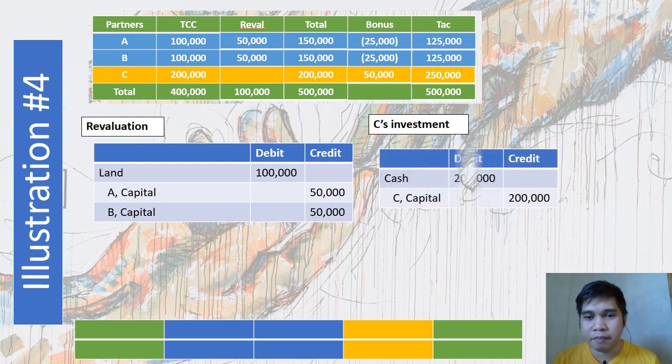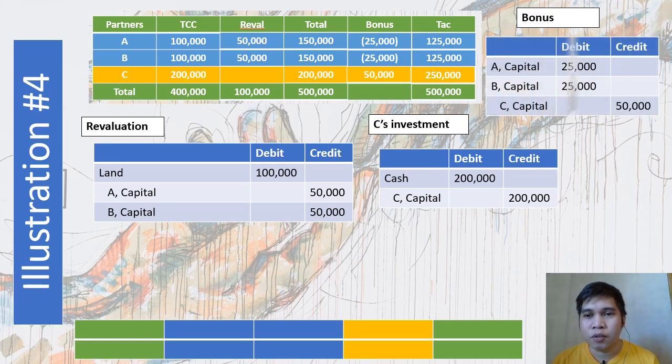Next, we have cash investment. Under cash investment, debit cash 200,000, credit C capital 200,000 pesos. So, third journal entries based on the table, we have the bonus. Bonus is to be given from A and B to C. So, debit lang tayo ng A capital 25,000, B capital 25,000, then dadagdagan natin yung capital ni C 50,000 pesos.